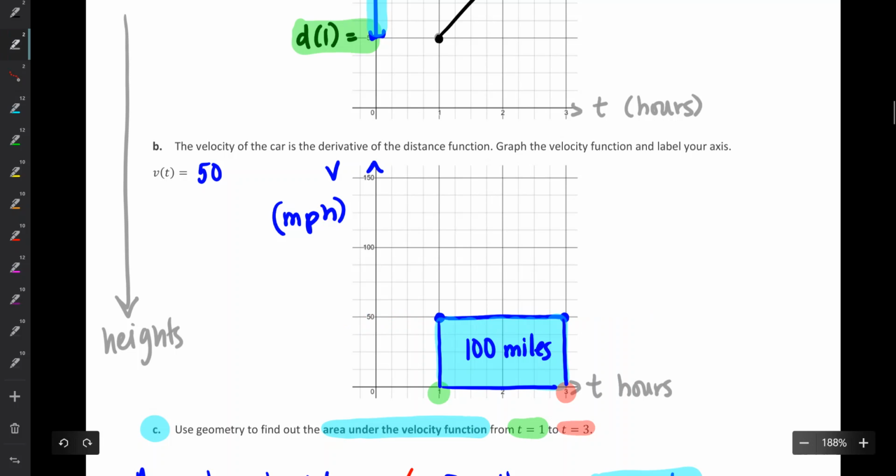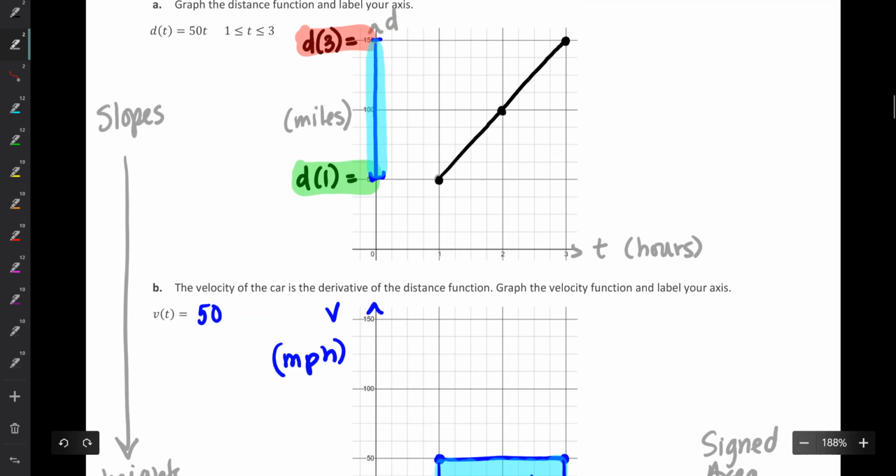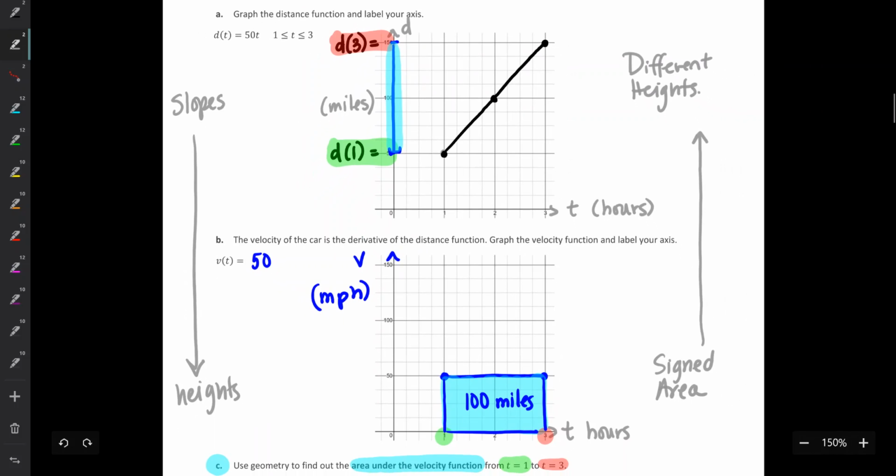And the area, really that signed area down here, that area of 100 miles, and yes, I'm saying miles, matches the difference in these heights, d3 minus d1. Super beautiful. So that is one of the main reasons why we want to be able to come up with antiderivatives.